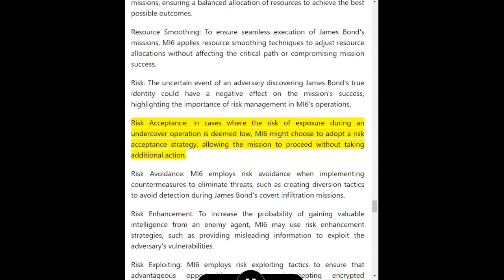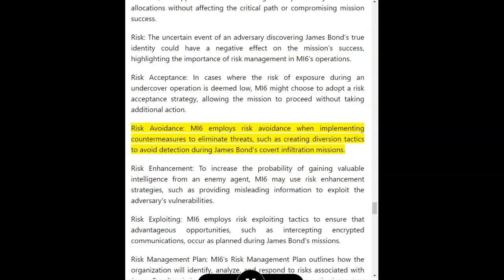Risk acceptance. In cases where the risk of exposure during an undercover operation is deemed low, MI6 might choose to adopt a risk acceptance strategy, allowing the mission to proceed without taking additional action. Risk avoidance. MI6 employs risk avoidance when implementing countermeasures to eliminate threats, such as creating diversion tactics to avoid detection during James Bond's covert infiltration missions.